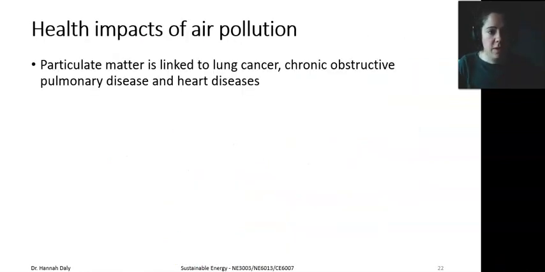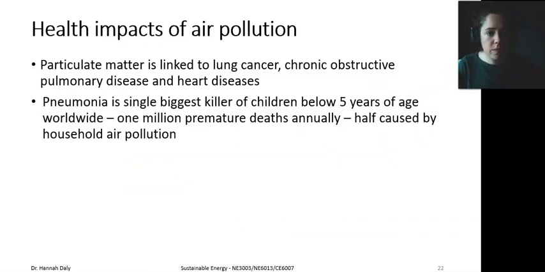Going through some of the health impacts, PM is linked to lung cancer, COPD, and heart diseases. Pneumonia is the single biggest killer of children below 5 years of age in the world. There's 1 million premature deaths of babies and children under five every year, and half of those are caused by household air pollution.